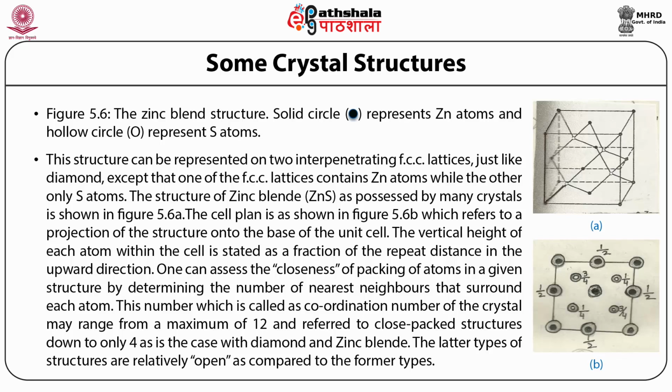One can assess the closeness of packing of atoms in a given structure by determining the number of nearest neighbors that surround each atom. This number, which is called the coordination number of the crystal, may range from a maximum of 12, referred to as close-packed structures, down to only 4, as is the case with diamond and zinc blende. The latter types of structures are relatively open as compared to the former types.